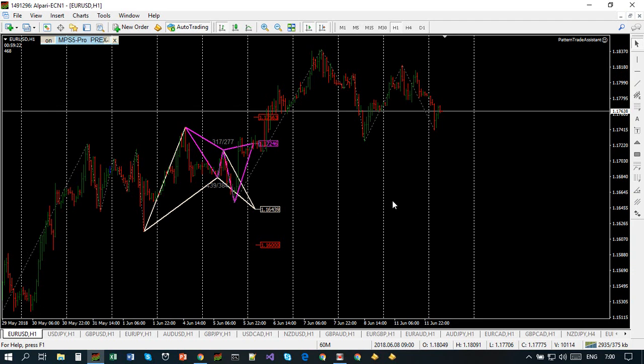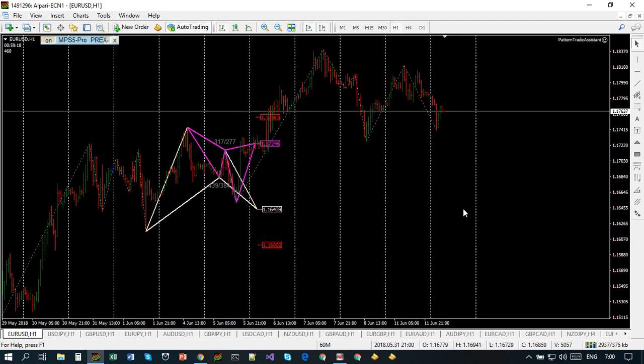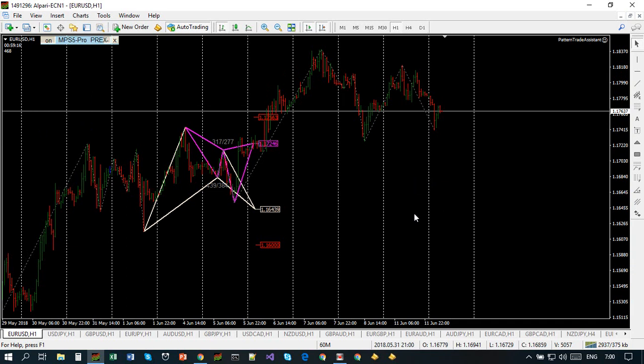Okay, as for some other patterns, the standard, classic patterns, there are two types of them: advanced patterns and harmonic patterns. Advanced patterns were created based on harmonic patterns, but slightly modified to be traded aggressively with limit orders.